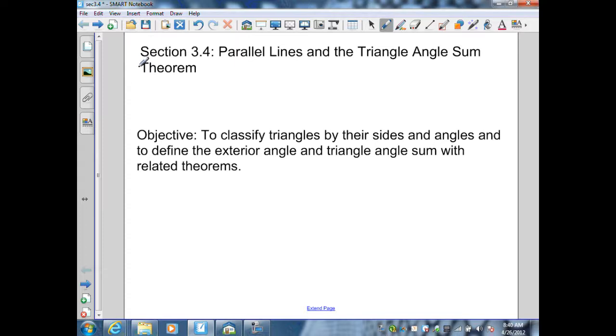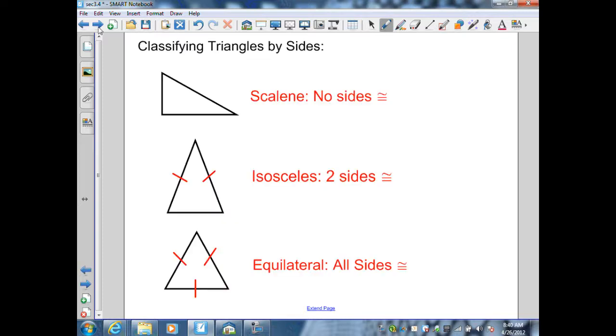Section 3.4, Parallel Lines and the Triangle Angle Sum Theorem. Let's start out by classifying triangles by sides. We've seen this in previous classes, but this is just a review.